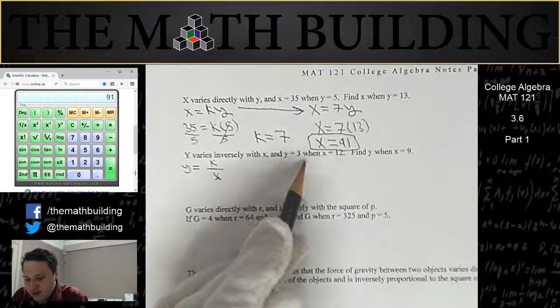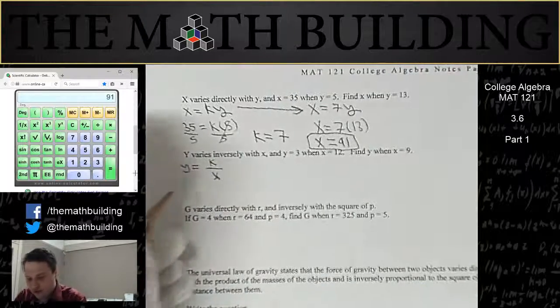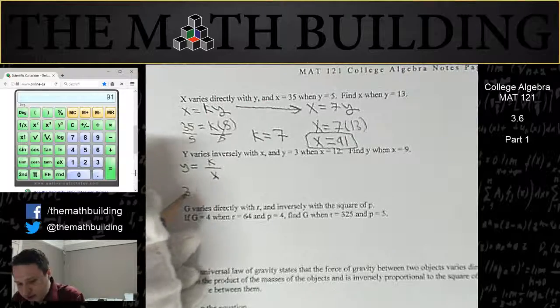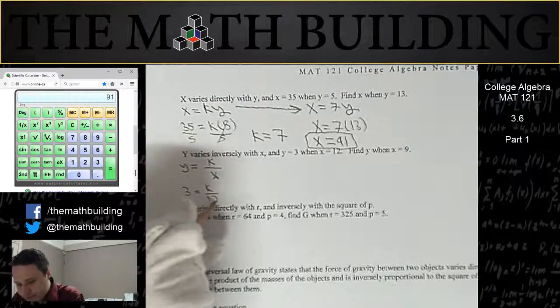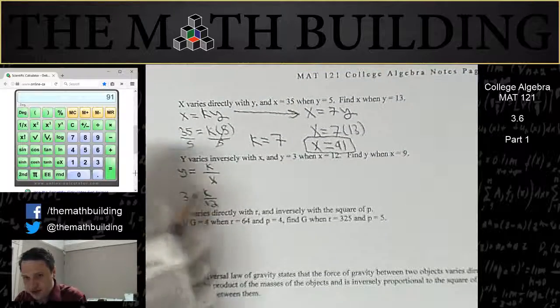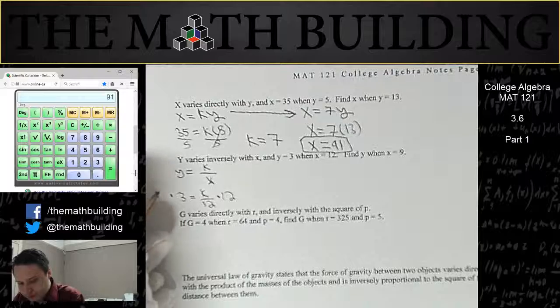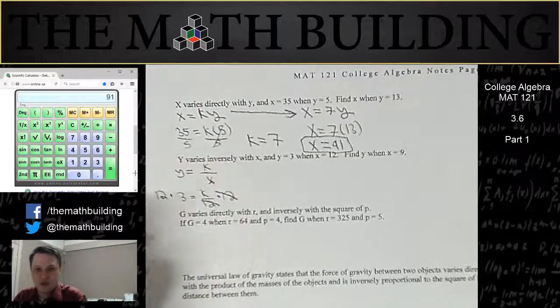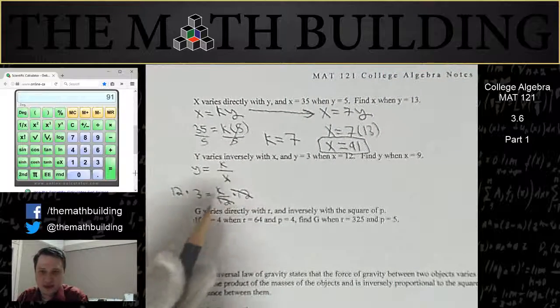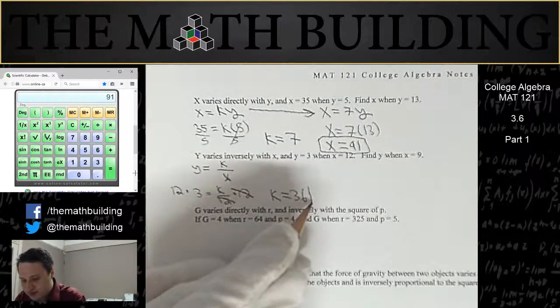So direct is x equals ky, inverse is y equals k over x. It says y is 3 when x is 12. We can use that information to solve for k. So I get 3 is equal to k divided by 12. To solve this, multiply both sides by 12. The 12s cancel, and I get k equals 3 times 12, or k equals 36.